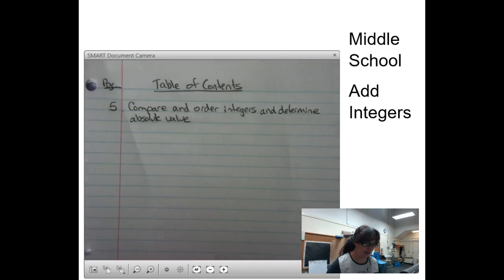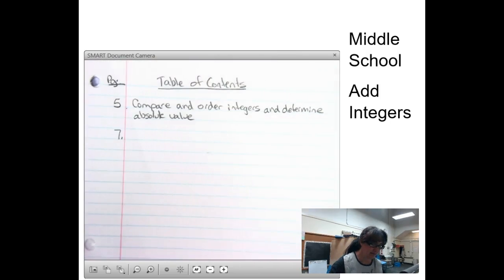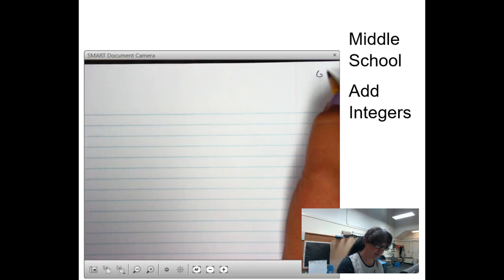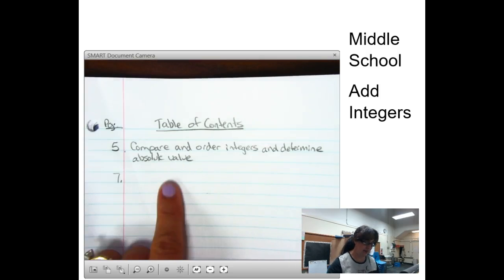So whatever your page was, I stopped on page 5. I'm going to go to page 7. Page 6 is on the back, where we had our compare and order integers, and I have tape and stuff on the back there. So I'm going to go ahead and go to page 7. Okay, let's erase that so it looks better. I'm going to write my objective. Please make sure that you have it here though.